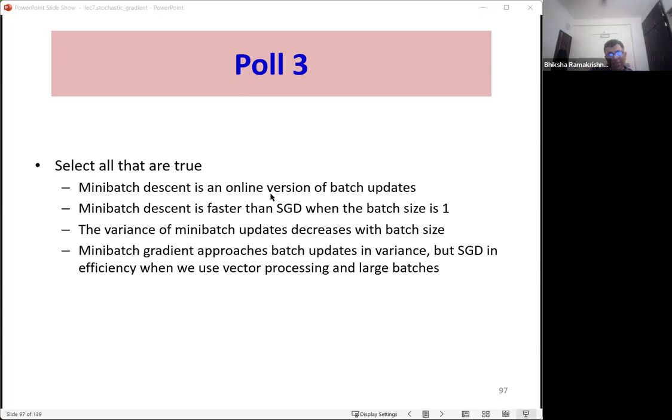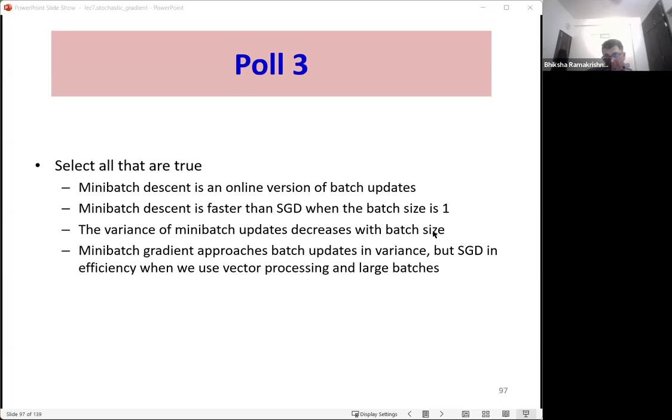Okay. Mini batch descent is an online version of batch updates. True or false? It's true. Online is, you keep updating as the data comes in. So you could use it in streaming mode, for instance. It's faster than SGD when the batch size is 1. True or false? False, because mini batch is the same as SGD when batch size is 1.